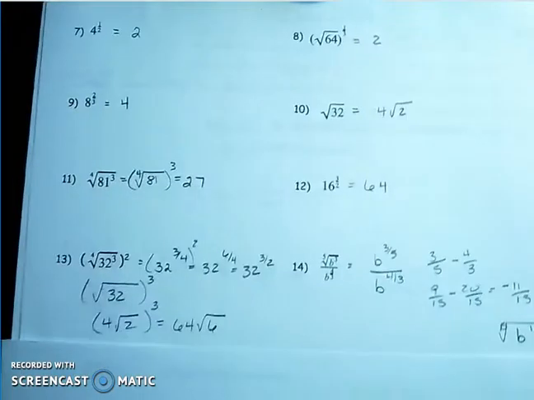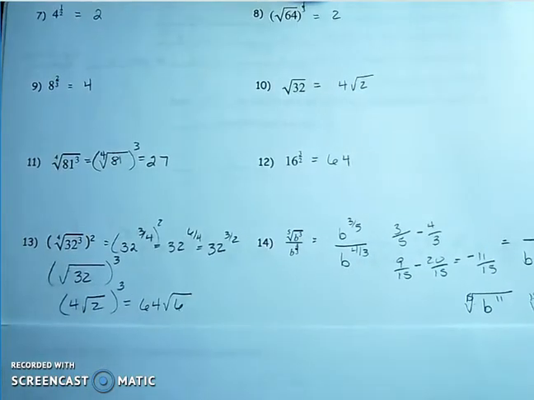Alright, so here, 7 through 14, here are your answers. Number 7 is 2. 4 to the 1/2 is 2, which is the square root of 4. 8 is also 2. The cube root of 64 is 2. You can type these in your calculator if you want. 9 is 4. 10 is 4 square root of 2. You can break down that problem. Break down your 32. Circle your pairs.